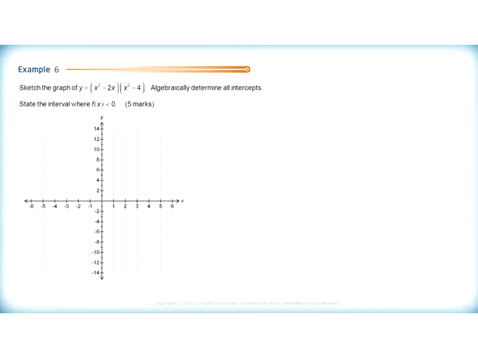In the next example, we are asked to sketch the graph of y equals (x squared minus 2x) times (x squared minus 4). Algebraically determine all intercepts, which includes both your x and your y-intercept. And then we will state the interval where f of x is less than 0. So let's take the polynomial function and put it in completely factored form first. So we have y equals (x squared minus 2x) multiplied by (x squared minus 4).